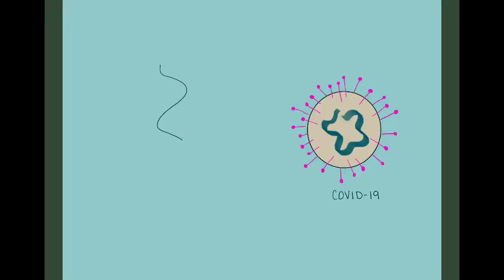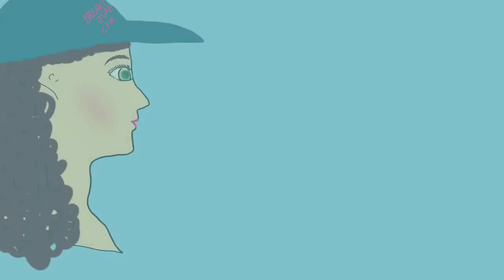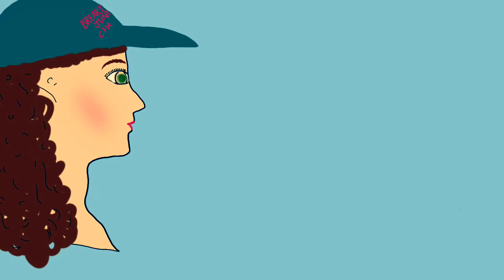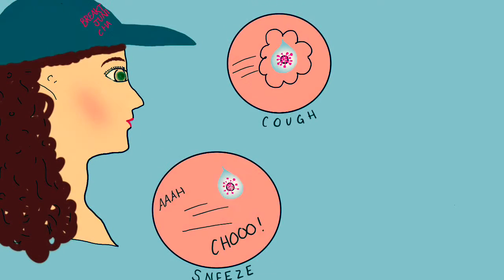Now, why are we even talking about mutations in the middle of a pandemic? As I said before, mutations can occur in the genome of a virus. COVID-19 is an RNA virus. It is spread through respiratory droplets that travel from one host to another when a person coughs, sneezes, or talks.